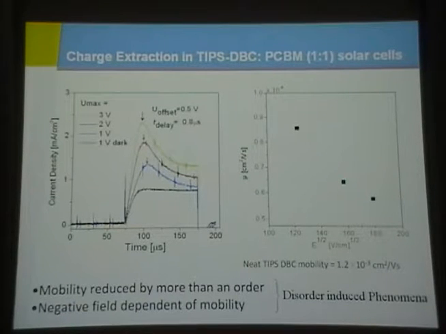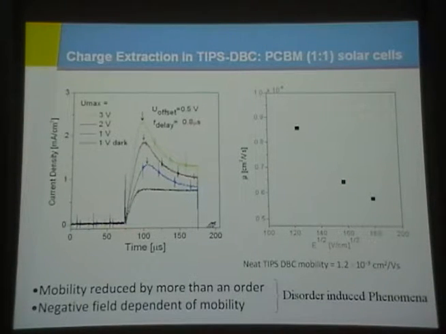So from these three curves, one can extract the mobility, and this is the plot of mobility as a function of electric field, the square root dependence of the electric field. We see a drop in the mobility when you increase the electric field. One of the very important things we have seen is that mobility drops by 2 orders of magnitude in the case of the blend. Crystal mobility is about 1.2×10⁻³. In the case of the blend, we have mobilities on the order of 10⁻⁵. So a drastic drop in mobility in the case of the blend.